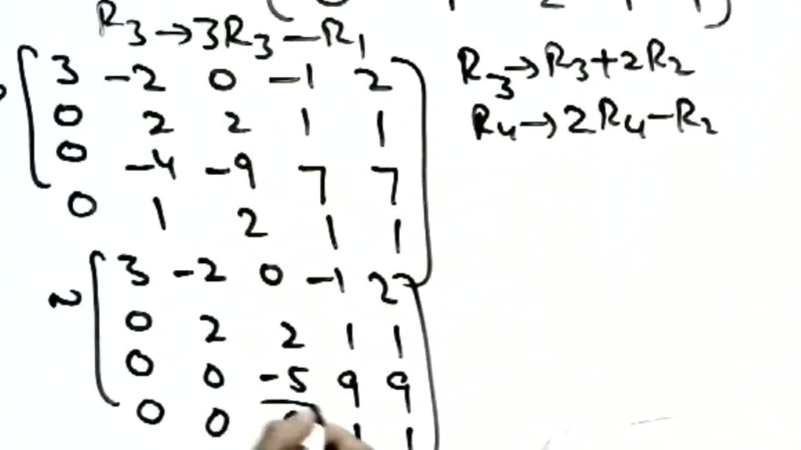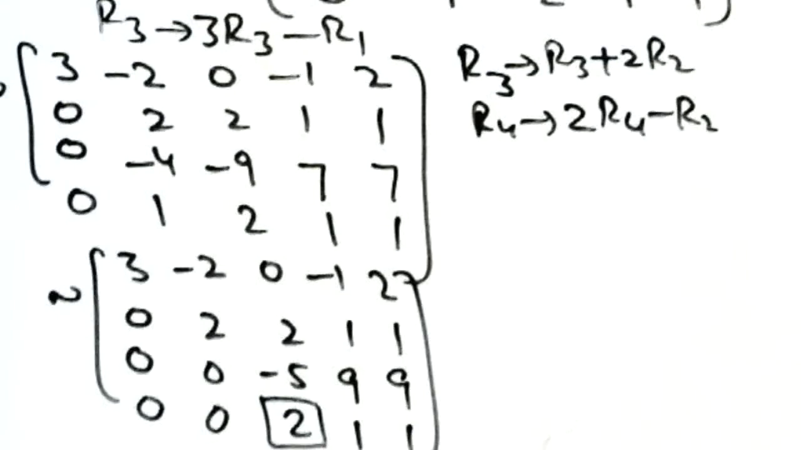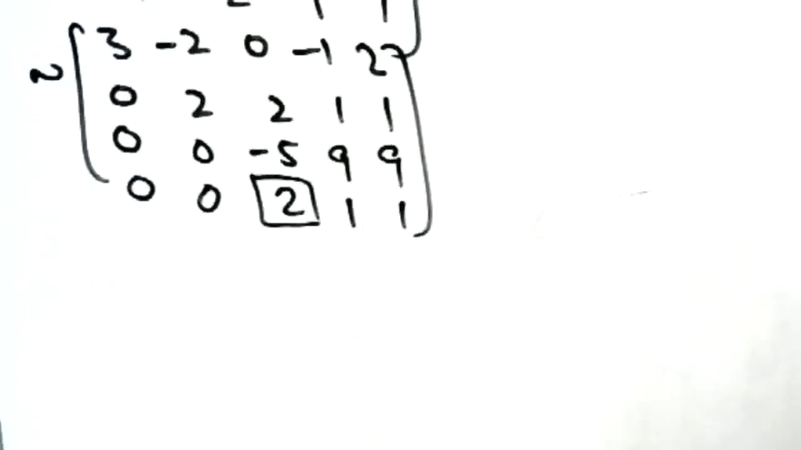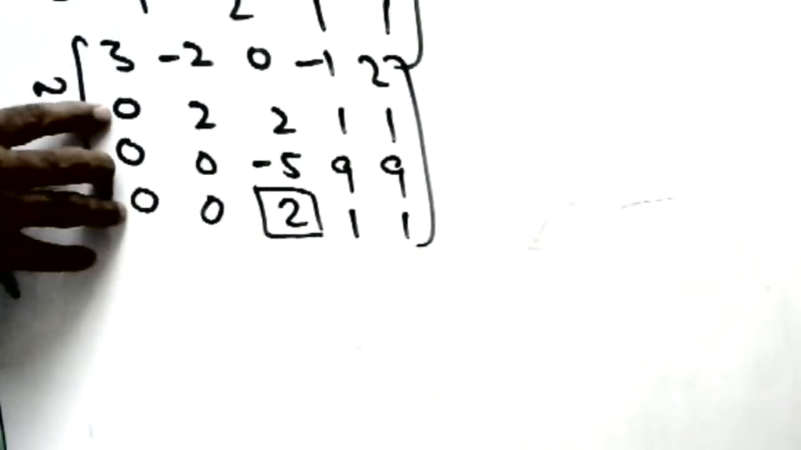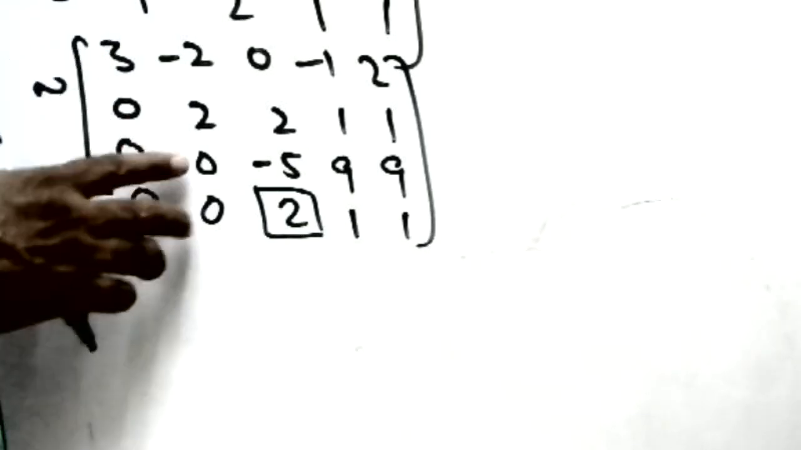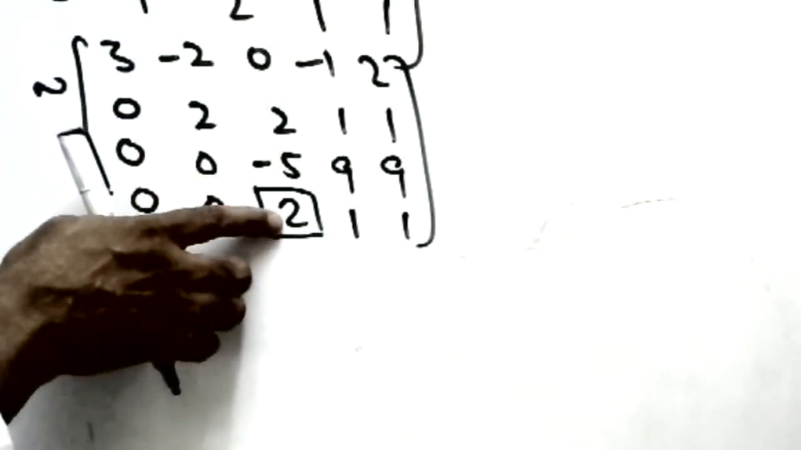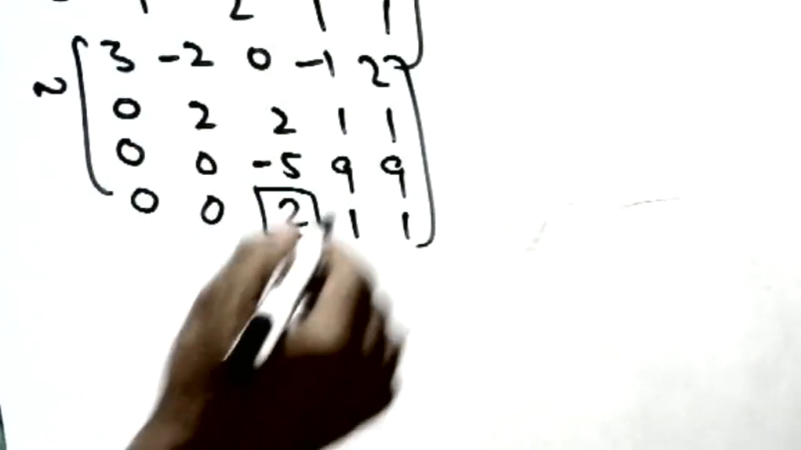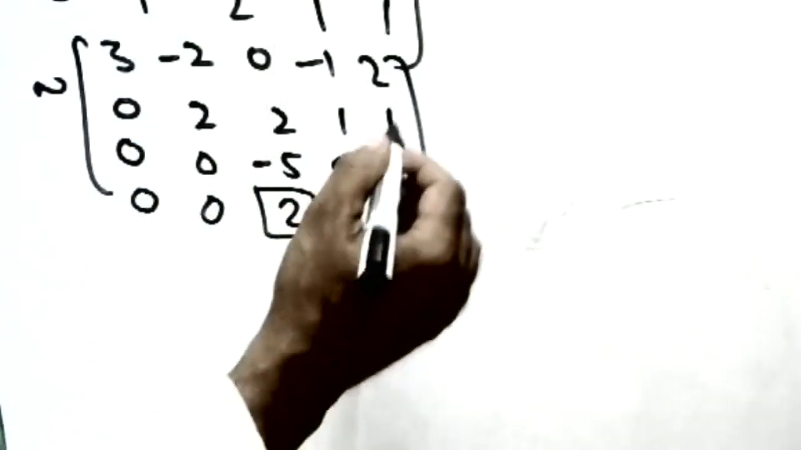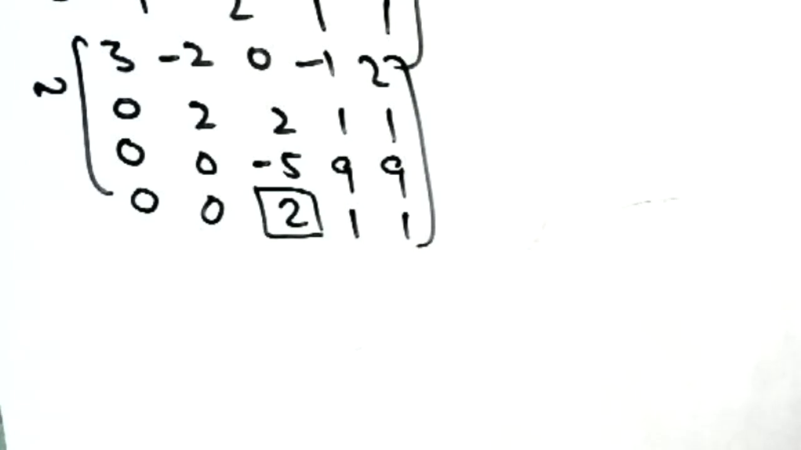Now what is left here? This has 3 zeros, this has 2 zeros, and lastly we must make this one 0. So to make this 0 we have to use R3. What is the procedure? Making this 3 zeros we use R1. Making this 2 zeros we use R2. To make this 0 use R3. So let me do this one.